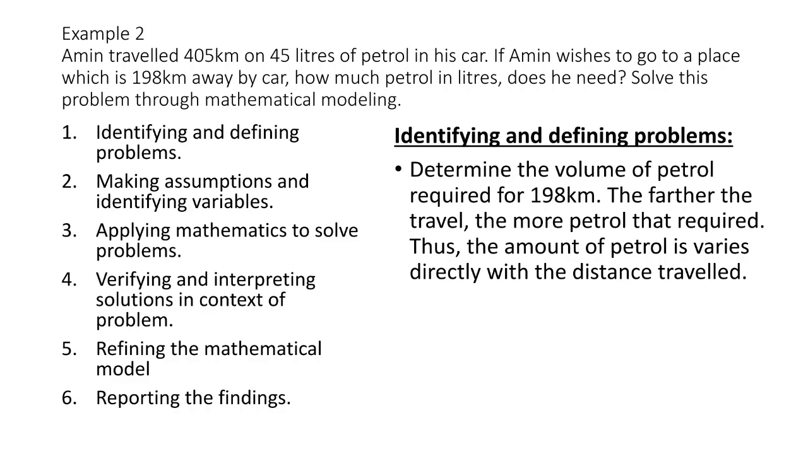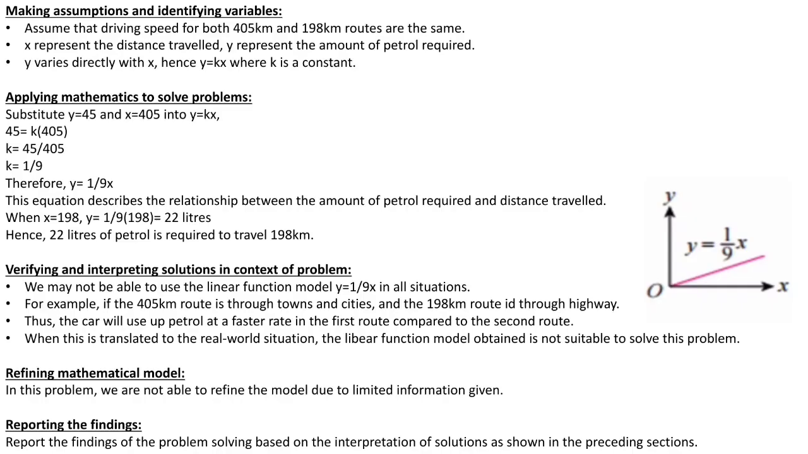First, identify and define the problem. Determine the volume of petrol required for 198 km. The farther the travel, the more petrol is required. Thus, the amount of petrol varies directly with the distance traveled. Second is making assumptions and identifying variables. Assume that the driving speed for both the 405 km and 198 km roads is the same. x represents the distance traveled while y represents the amount of petrol required. y varies directly with x, hence y equal to kx, where k is a constant.